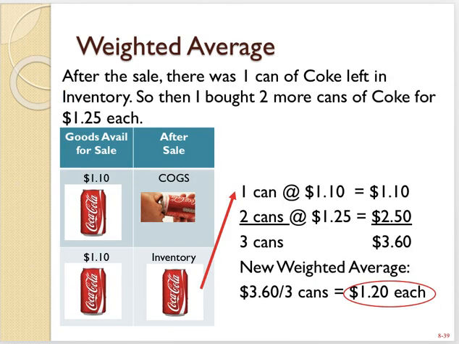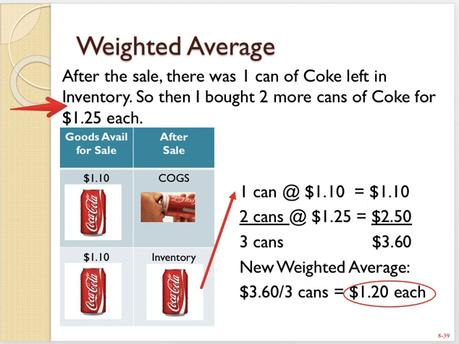Okay, where we left off on our original example using the weighted average, we had 2 cans that had a weighted average cost of $1.10. We sold one of them, so it went to cost of goods sold, and that left one more in inventory that was also valued now at a weighted average of $1.10. So then in this scenario, it says after the sale, there was 1 can of Coke left in inventory, right? This one right here.